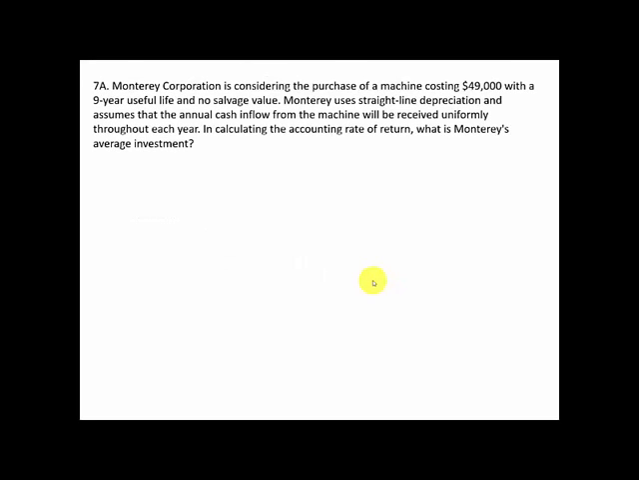Number 7, Monterey Corporation is considering the purchase of a machine costing $49,000 with a 9-year life, no salvage value. Monterey uses straight line depreciation and assumes that the annual cash inflow from the machine will be received evenly or uniformly throughout the year. In calculating the rate of return, what is Monterey's average investment? Well, if it's $49,000 for the cost of the machine, you take the beginning book value of $49,000 and the ending book value, since it has no salvage value, of 0. Add the two together, divide by 2, and the average investment for this situation would be $24,500.